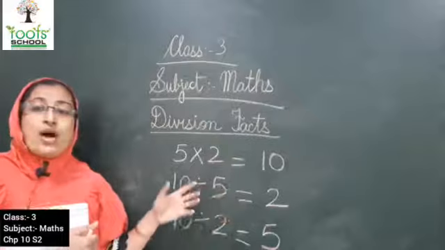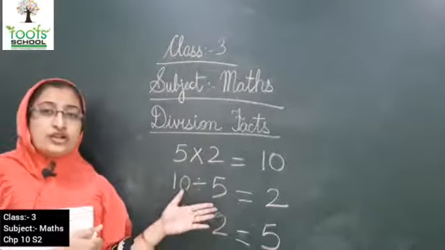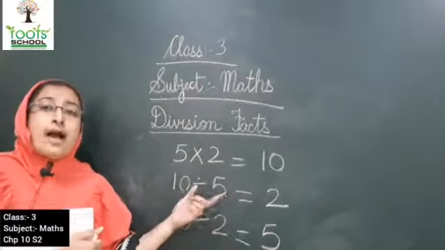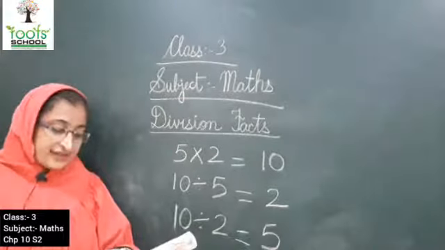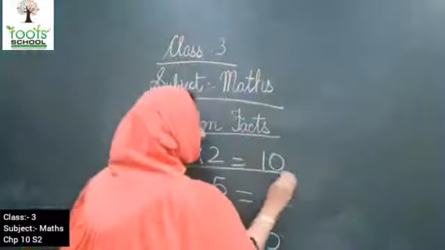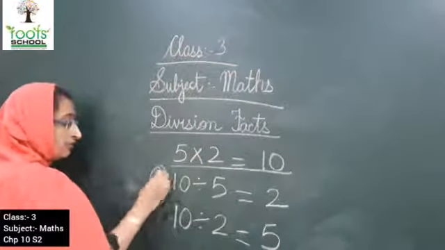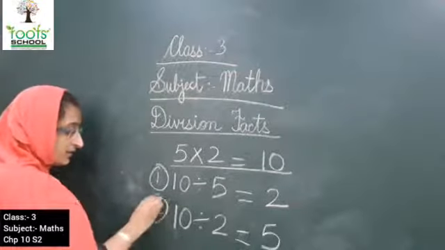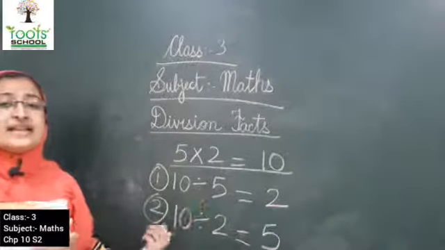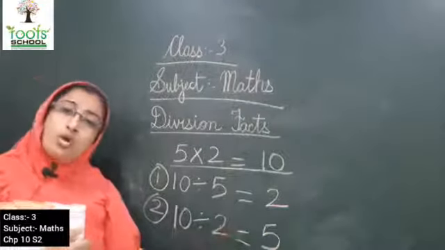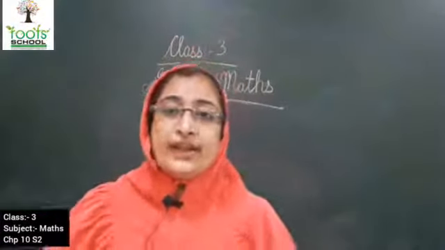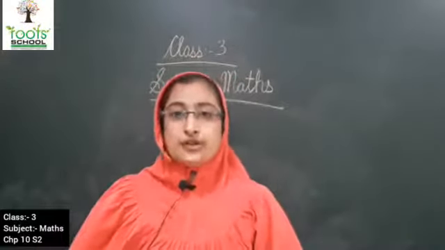So this is one important fact of division, that division is the inverse operation of multiplication, and the second is every multiplication has 2 division facts. Every multiplication has 2 division facts. One is 10 divided by 5 is equal to 2. And the second is 10 divided by 2 is equal to 5. Got it kids? Okay. Now we will learn properties of division.